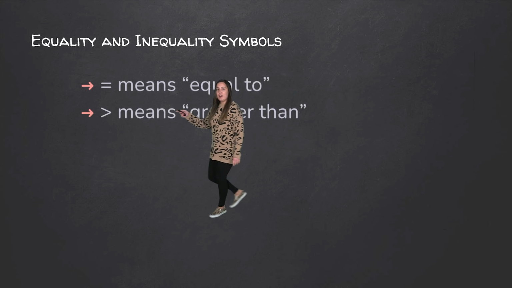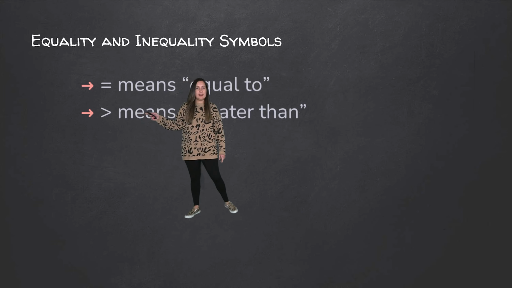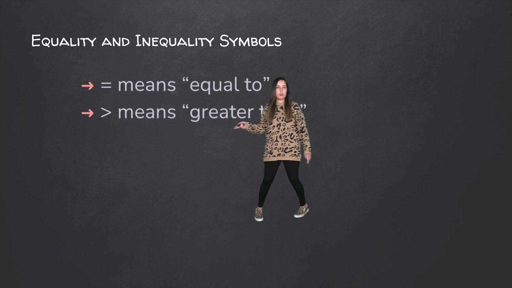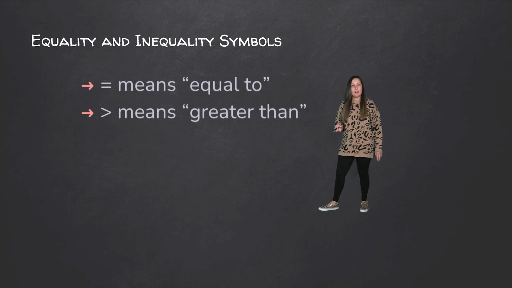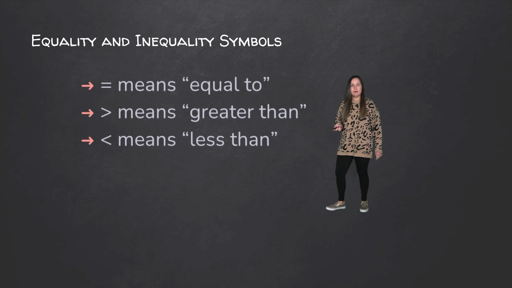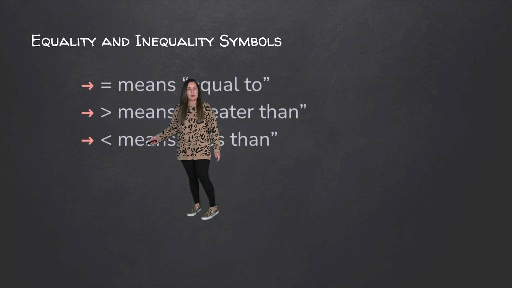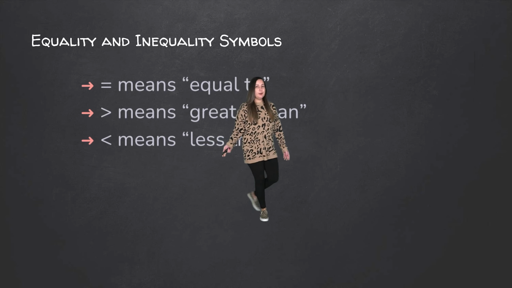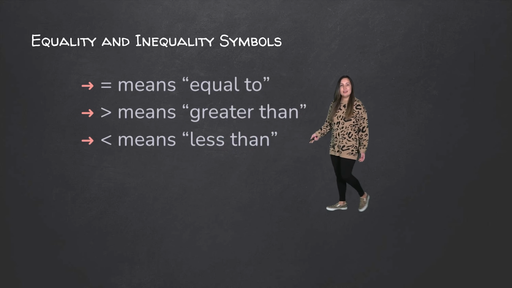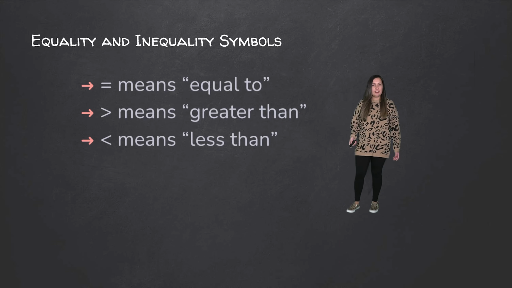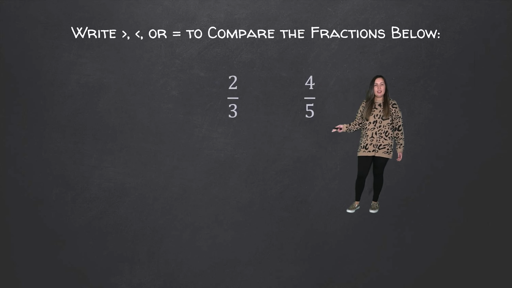Then we have our greater than symbol, meaning that our first value is greater than the second value that we're given. Then we have our less than symbol, which means that our first value is less than the second value that we are given. So here we have 2/3 and 4/5.